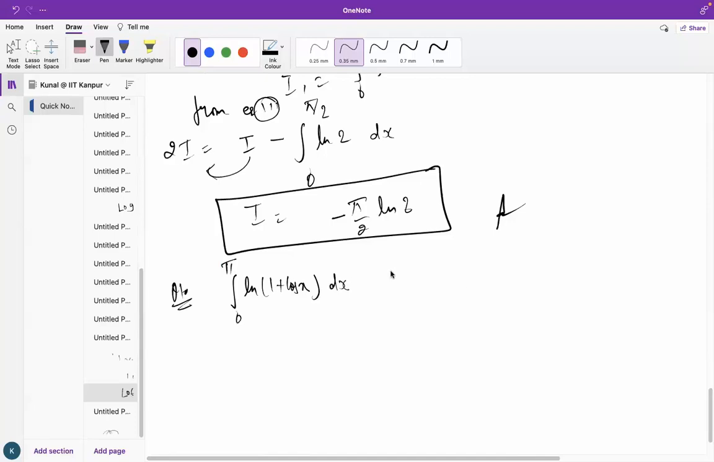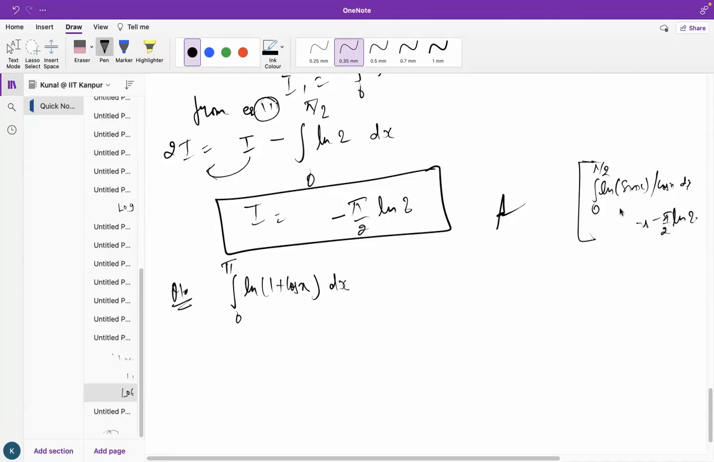So we have to integrate this. Okay, so how do we proceed with this problem? Any idea? Let me start with that. Our standard form says I have to integrate from 0 to pi by 2, ln of sin x or cos x, whatever is there, dx. So its value is minus pi by 2 ln 2.